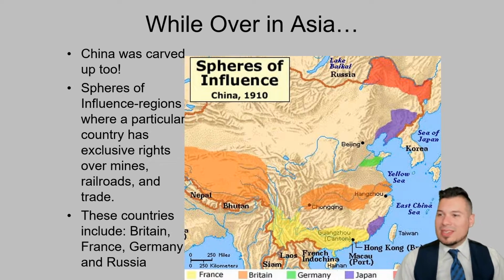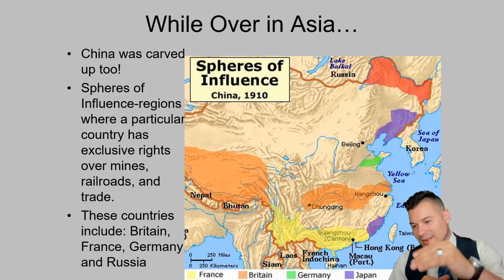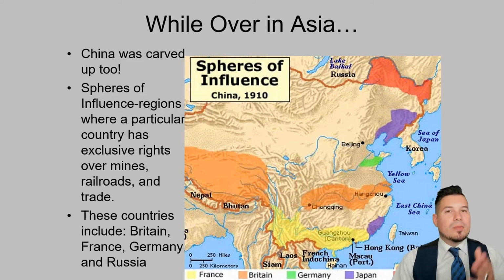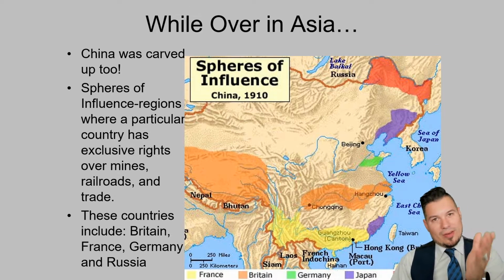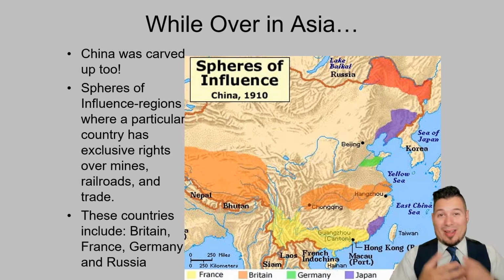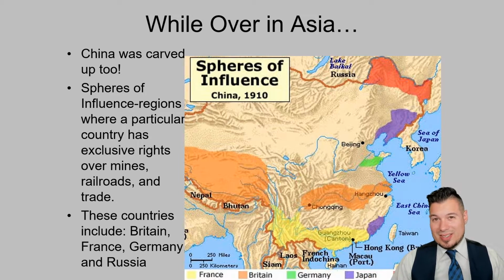What a sphere of influence is, basically, is a region where a particular country has exclusive rights over mining, over railroads, over trade, over raw materials. Meaning, for example, in the part you see in orange on the map there with Britain, Britain had exclusive rights to everything in that land. Basically, just taking whatever they want. Again, Britain, France, Germany, Russia, all of these countries are doing this.